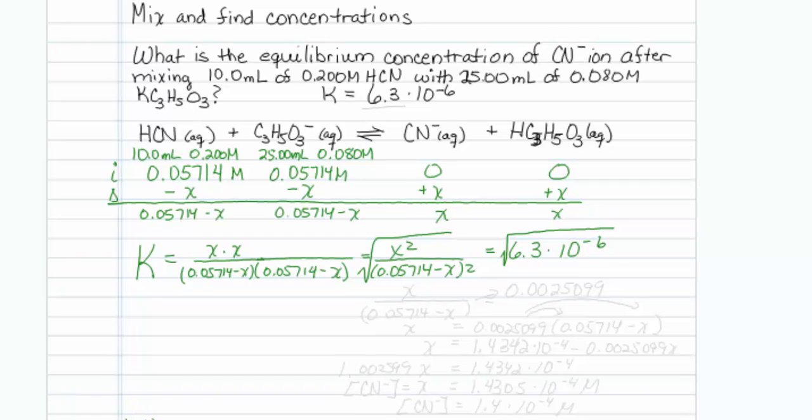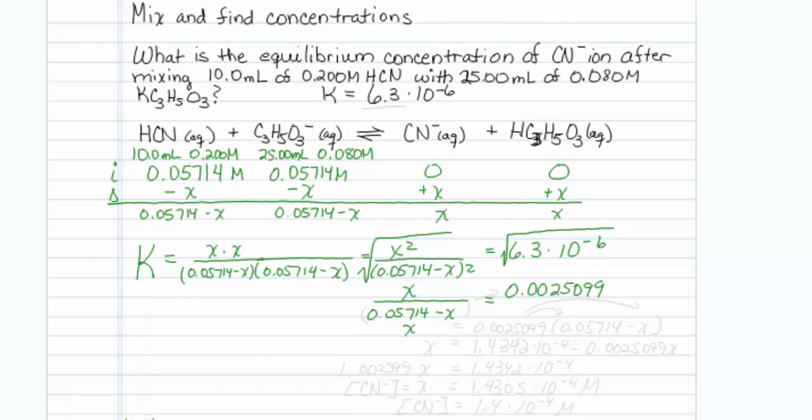Okay, just like the last problem, it would be best if we took the square root of both sides. So I will be left with x over 0.05714 minus x, and I need to take the square root of my K. And that value turns out to be 0.002510.